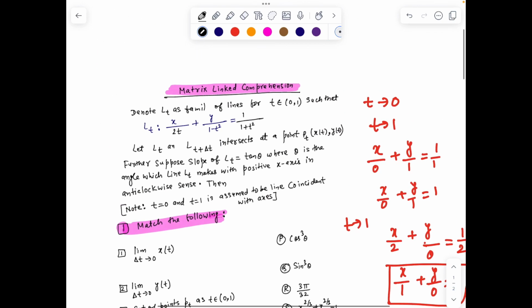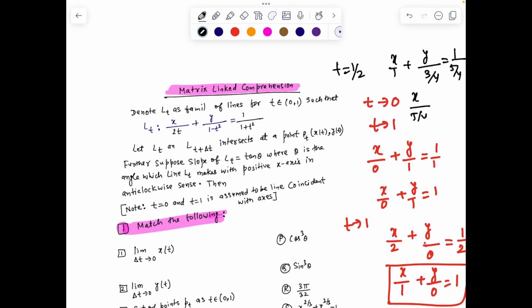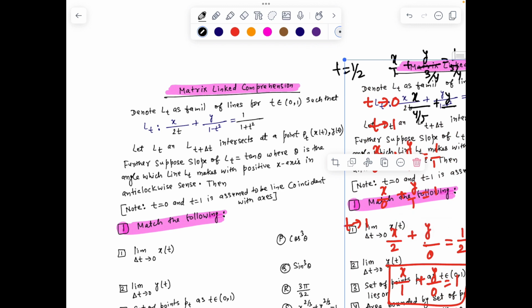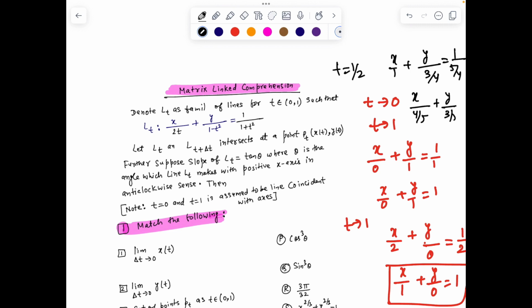Okay, now let's try and play with some other value. Let's say I try t equals half, exactly in between. So we have x by 1 plus y by 1: 1 minus 1 by 4 is 3 by 4, and half over 1 plus 1 by 4 is 4 by 5. So that gives x by 5 by 4 plus y by 3 by 4. So we can divide by 5 by 4, and we'll have x over 4 by 5 plus y over 3 by 5 equals 1.